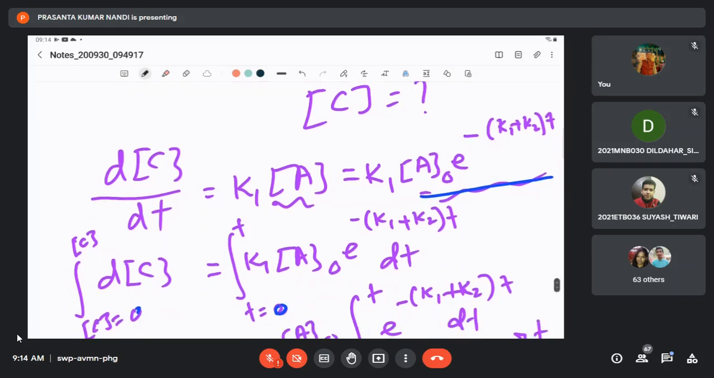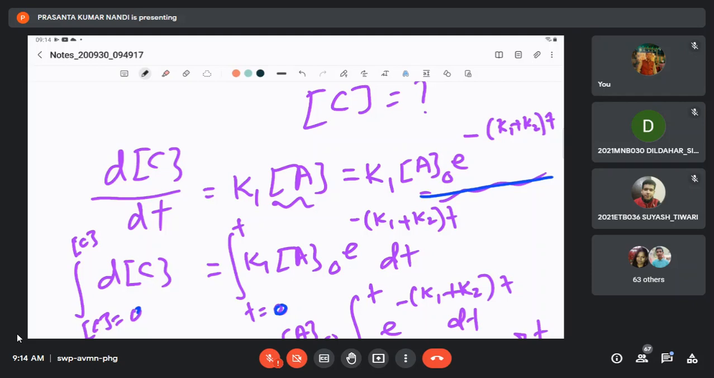And if you integrate within this time, from the start of the reaction, t equal to 0 is taken normally, to any finite time t. And at t equal to 0, naturally, there is no formation of product. So the concentration of C in the lower limit should be equal to 0, and at any time t, let the concentration be denoted as C, as in the integral sign on the left hand side, you see.